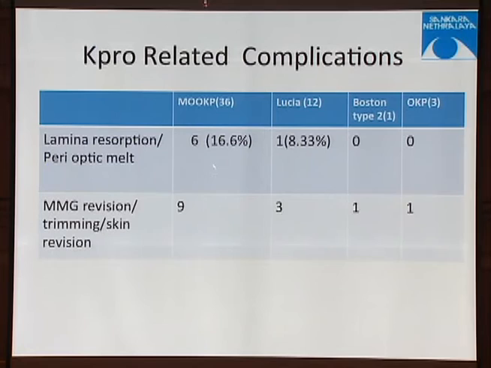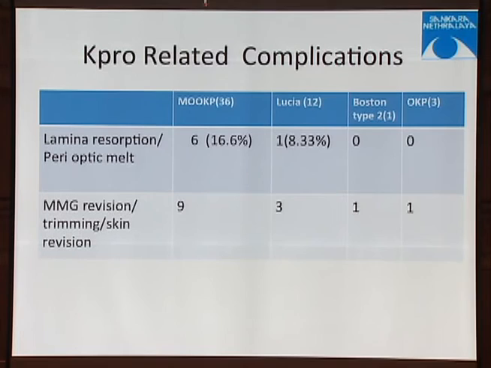And what we call a perioptic melt, which is classically described with the Boston type 1 keratoprosthesis, where the donor carrier starts melting and you have a leak around the optic, was noted in 1 patient in the Lucia group. Mucous membrane revision, basically in terms of lamina exposure requiring mucous membrane suturing, was required in the OOKP in 9 eyes, whereas in the Lucia, it was an overgrowth of the mucosa over the optic, which needed trimming because the mucosa was a little thicker than the anterior projection of the optic.